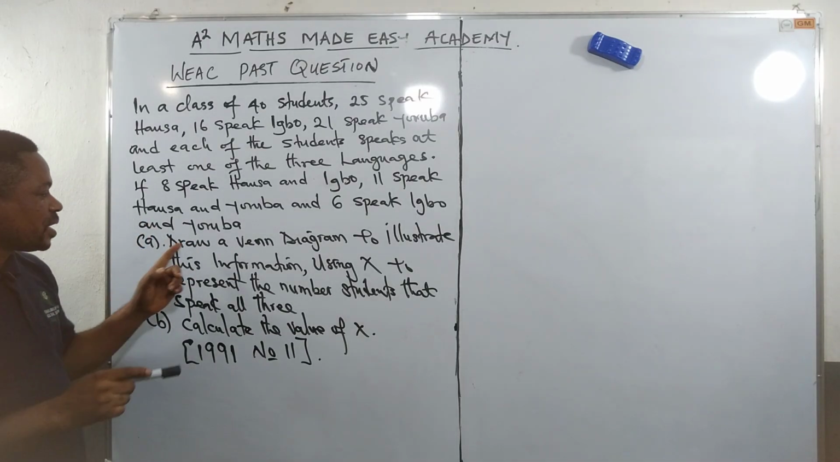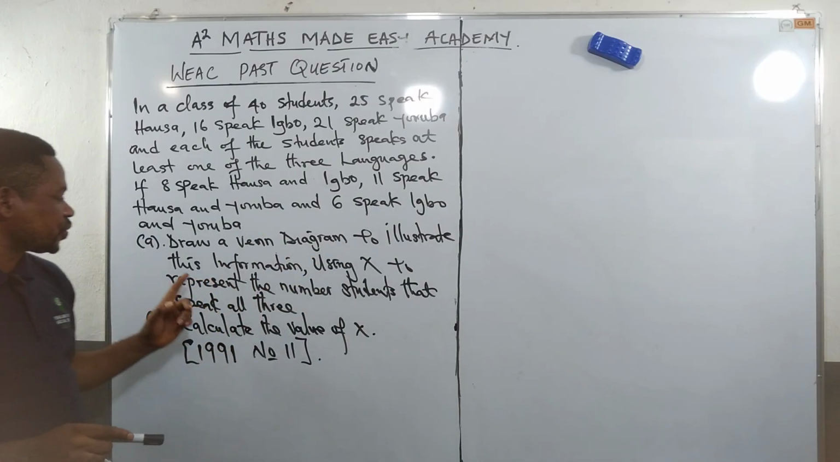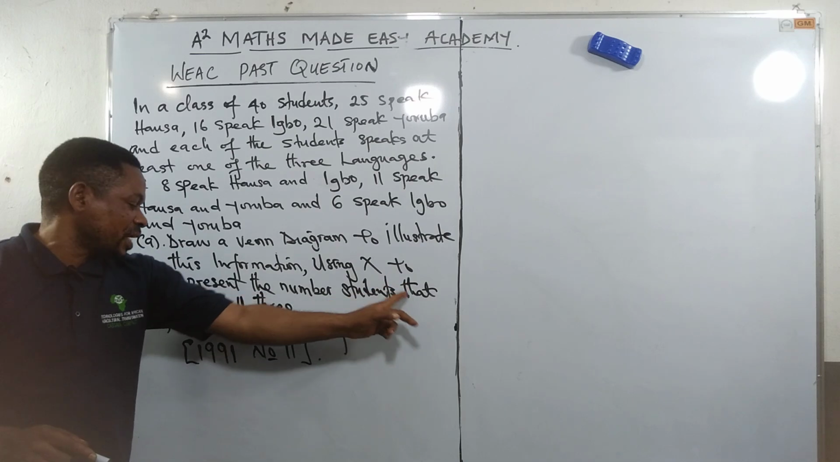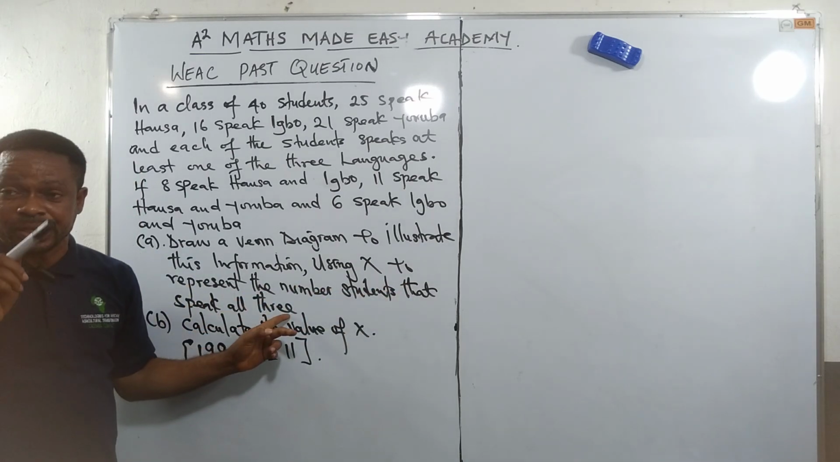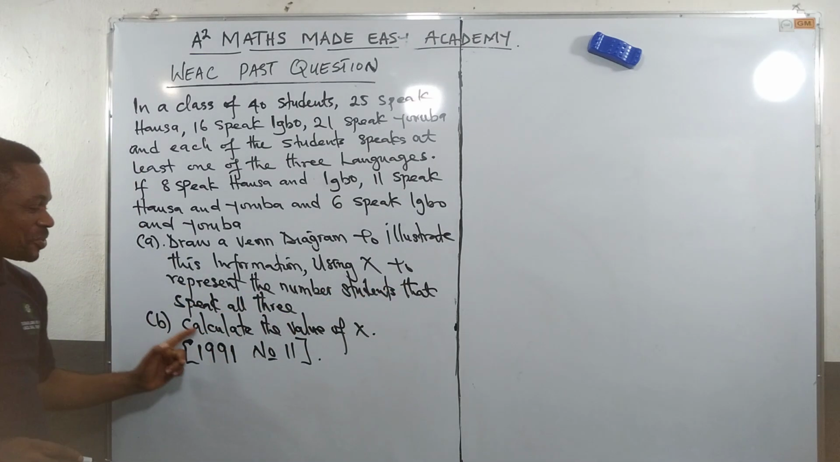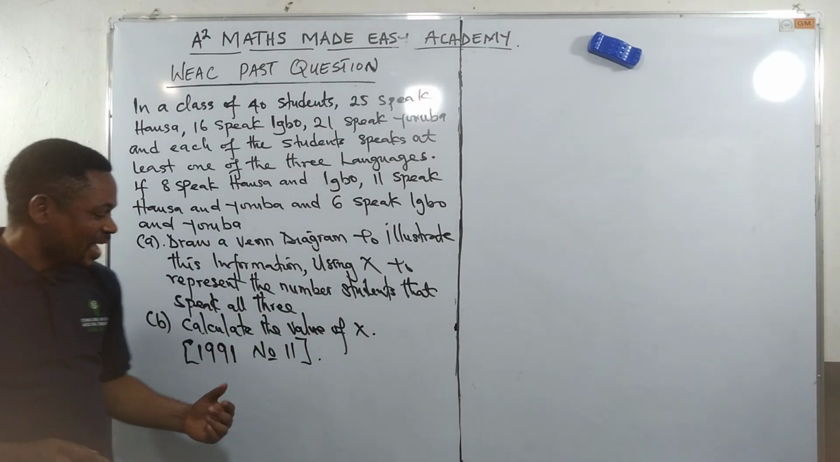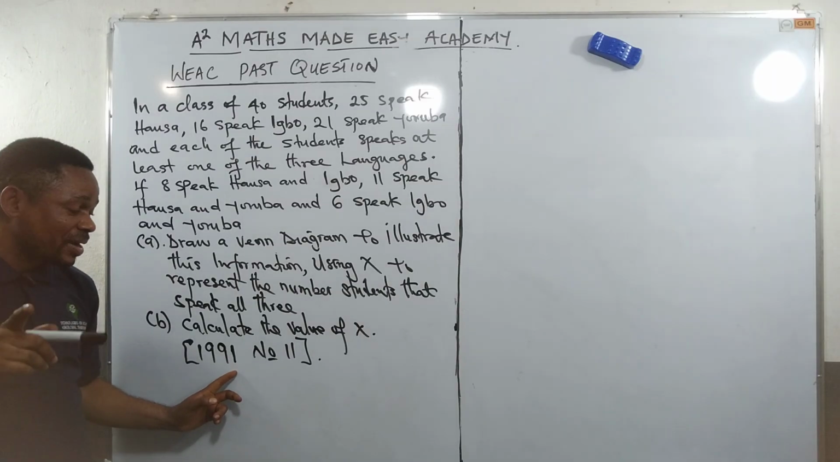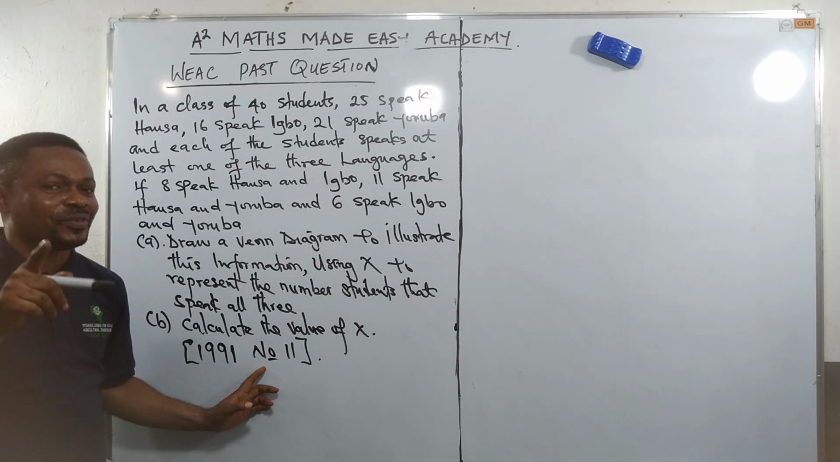Now look at the question. Question number 8 says, draw a Venn diagram to illustrate this information using X to represent the number of students that speak all the three. Then the next one is to calculate the value of X. And this question, I picked it from 1991, question number 11, WAEC.